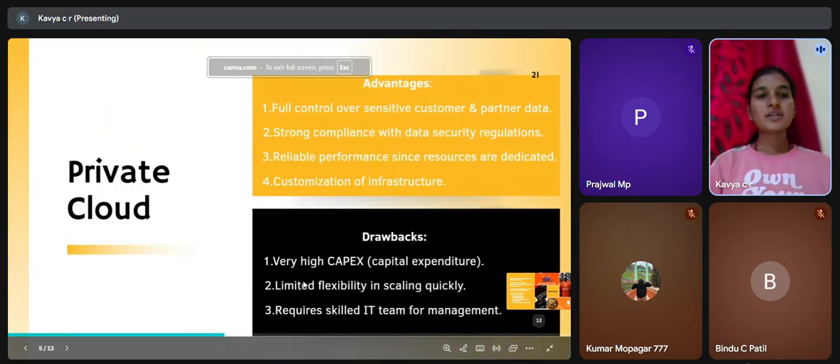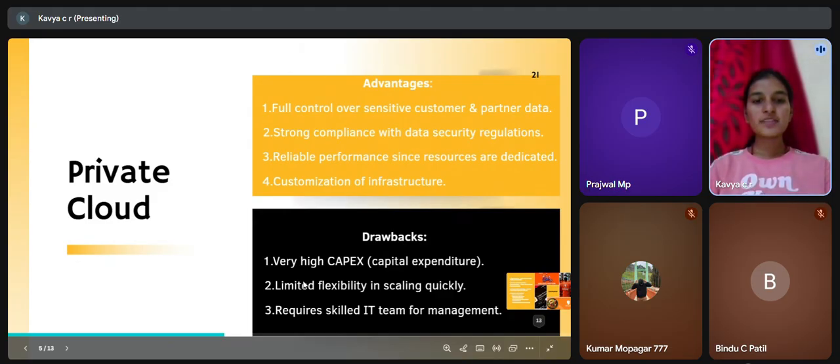Hello everyone, I am Kavya. Here I am to explain the private cloud. A private cloud is a cloud infrastructure that is used exclusively by one organization. It can be hosted on premise or by a third-party provider but remains dedicated to the single organization, providing maximum control, security and customization.